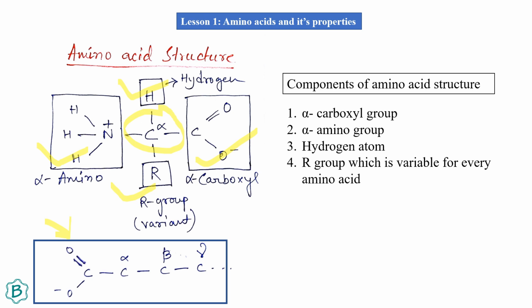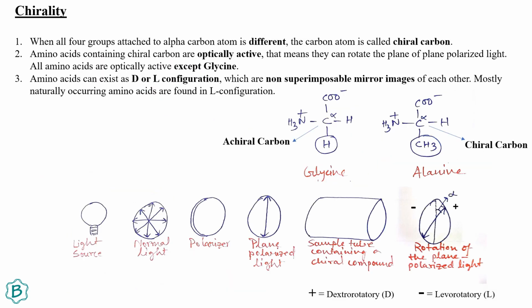As you can see, this is the highest oxidized state of carbon, which is the carboxyl group. The carbon atom attached next to it is called alpha, the next one is beta and the next one is gamma. So the components of amino acid structures are the alpha carboxyl group, the alpha amino group, the hydrogen atom and the R group. Now we come to chirality.